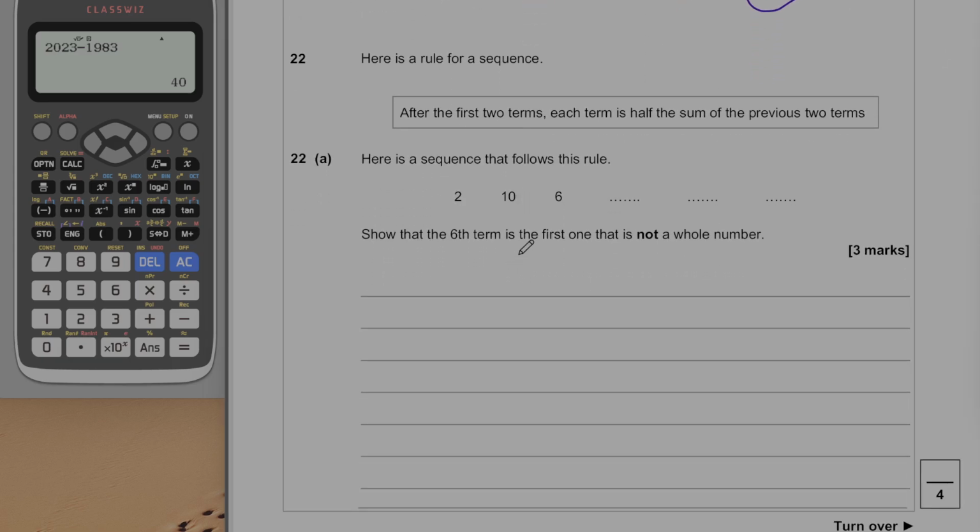Okay, question 22. Here is the rule for a sequence. After the first two terms, each term is half the sum of the previous two terms. So these two terms add up to 12, and half of 12 is 6. These two terms add up to 16, and half of 16 is 8. These two terms add up to 14, and half of 14 is 7. These two terms add up to 15, and half of 15 is 7.5. Do I think that's enough? Yes, I do. So I've shown what the next three terms are.